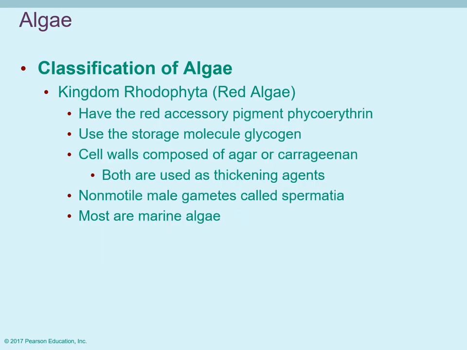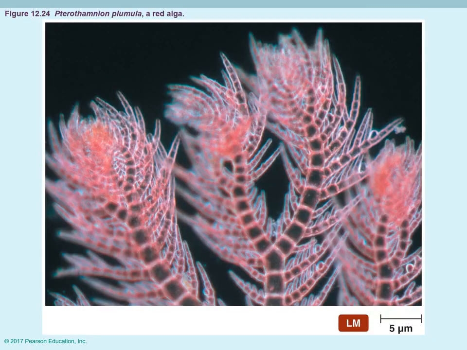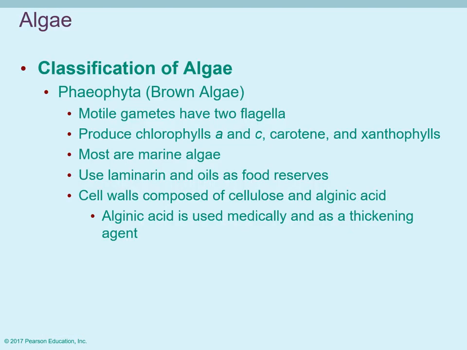Then you have the red algae or the rhodophyta. As the name implies, they have a red pigment to them. Their cell walls are composed of agar or carrageenan, and this is the one that we will use for obtaining agar that we use in making our petri dishes and making that harder gel. It's the same thing. Most of these are marine algae. And this is an example of what it looks like. Obviously, you can see that red pigmentation.